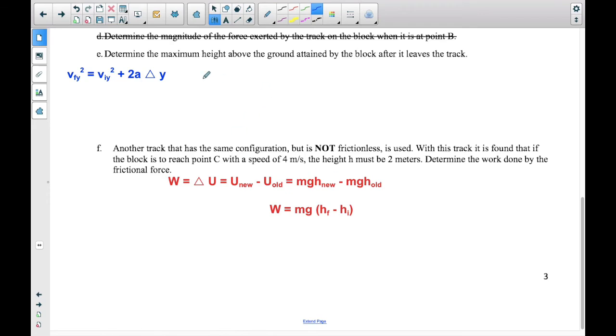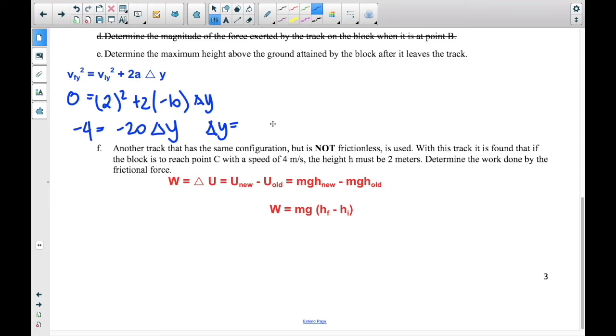And I needed that one because this is asking for the maximum height above the ground. So I'm using this, and I'm using a delta y because we're talking about height. So its final velocity when it gets to that max height, that's the top of the parabola, that's 0. Now its initial velocity in the y direction was 2 meters per second. A is 10, and let's use a negative 10 because gravity is working against us in this case. And then we, of course, have our delta y. This is a 4. We're going to subtract it and get a negative 4. We have a negative 20 over here, and we are solving for delta y. So delta y is equal to 4 over 20, which is 0.2.